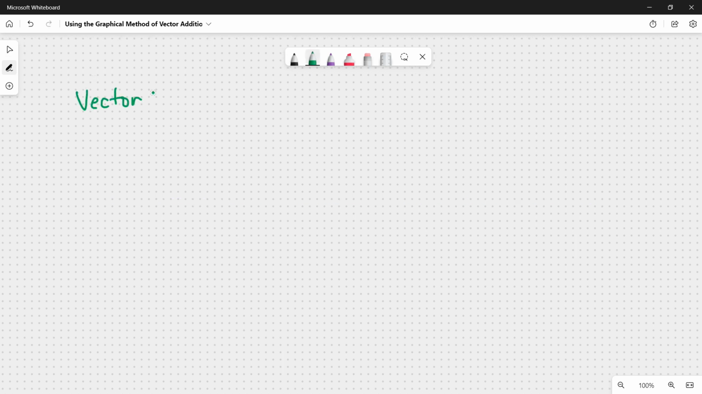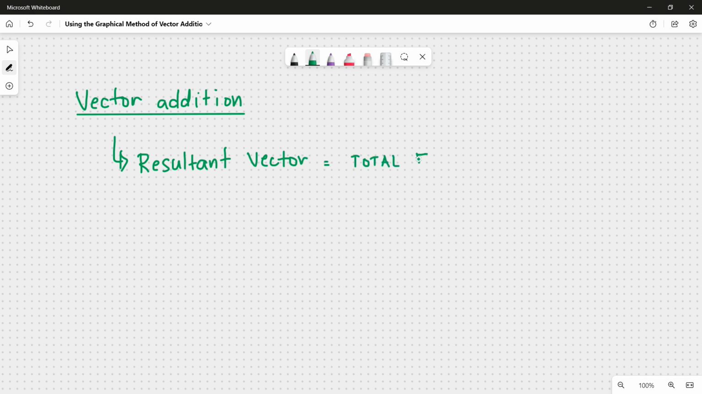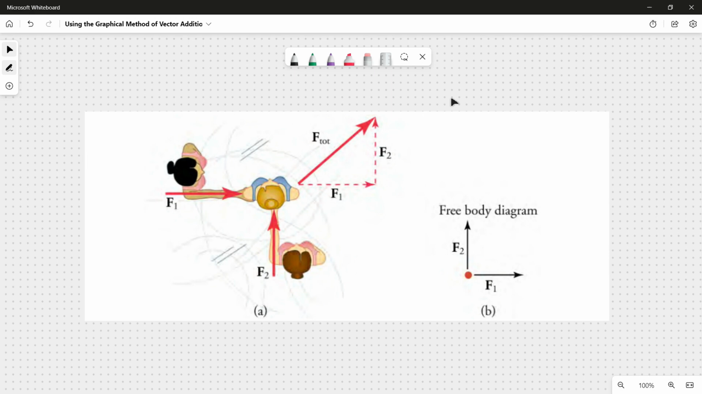Now that we have the skills to work with vectors in 2 dimensions, we can apply vector addition to graphically determine the resultant vector, which represents the total force. Consider an example of force involving 2 ice skaters pushing a third as seen in the figure.